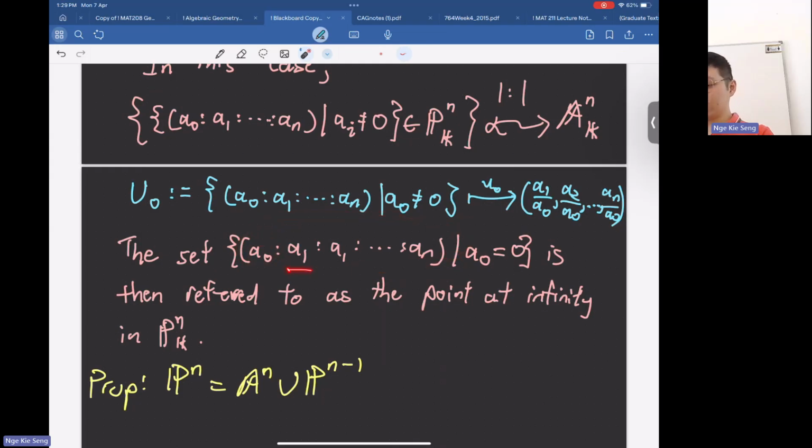So you are left with n of them. But this n-dimensional affine space will give you an n-1 projective space. Correct? No?